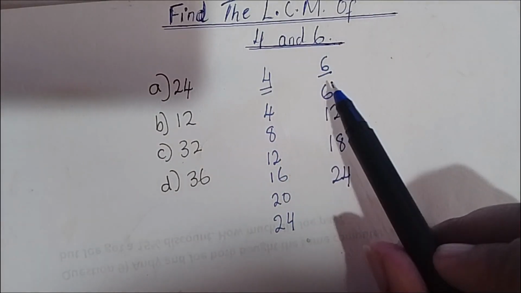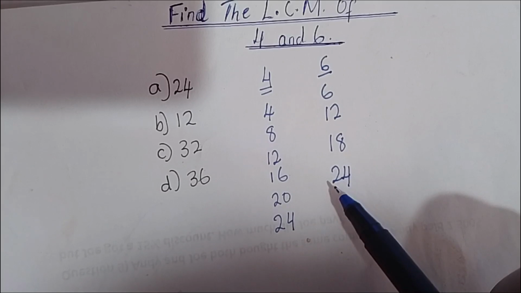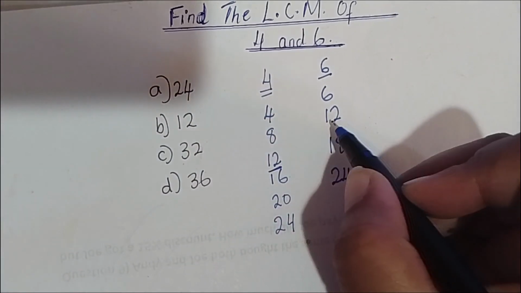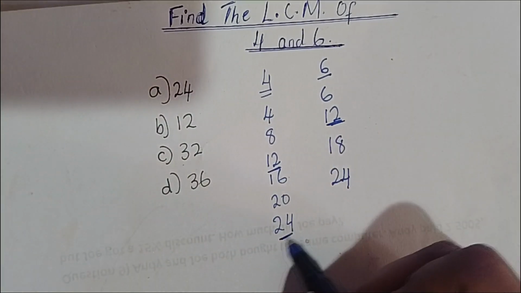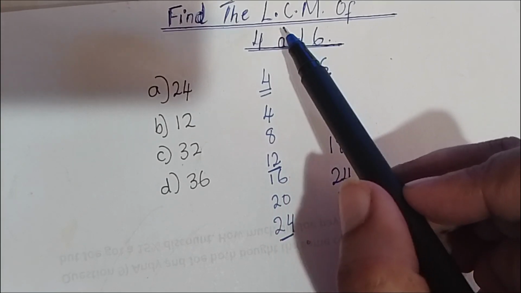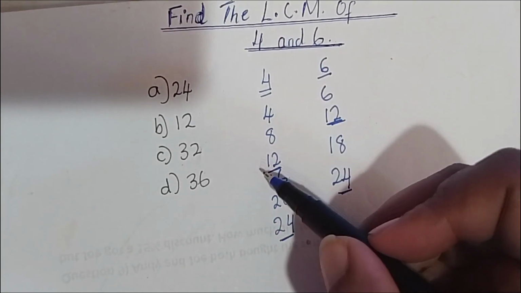Okay, 4 and 6, they have common multiples here. We have two common multiples. We have 12 and also we have 24. But what we need is the least common. Okay, so we'll go on with the list.